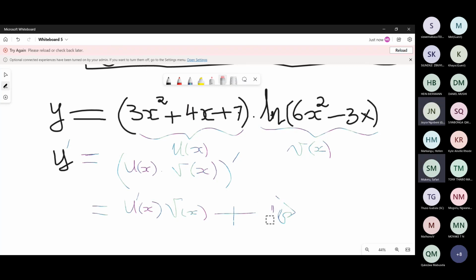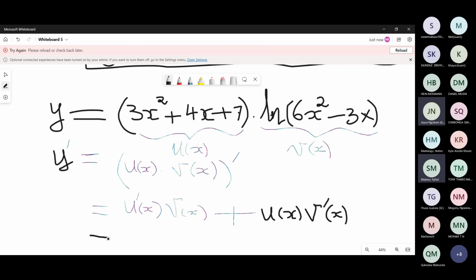Once you have already identified the model, there is literally nothing more to do. y prime equals u prime(x) multiplied by v prime(x). Yes, very good. That is it. Now we can simply replace this u and v by their values.